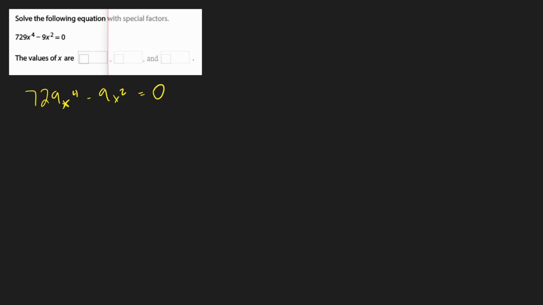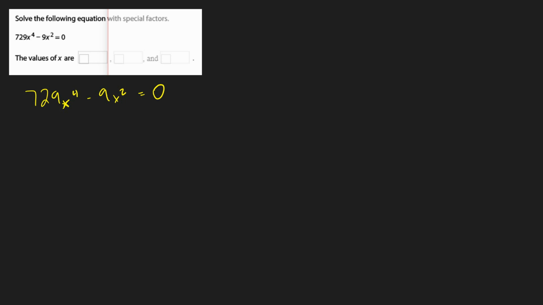Now, there are bigger exponents here, but I want to bring you back to the very first problem we did in today's lesson, where we looked for, do they have anything in common? This one is an example of that. This one has something in common. Notice that 729 and 9 are both factors of, it's kind of a giveaway, but they're both factors of 9. X to the 4th and x squared both share at least an x squared.